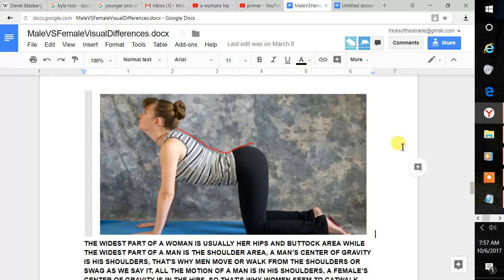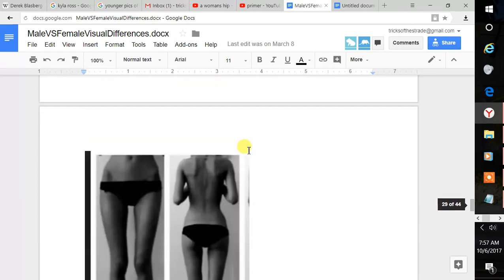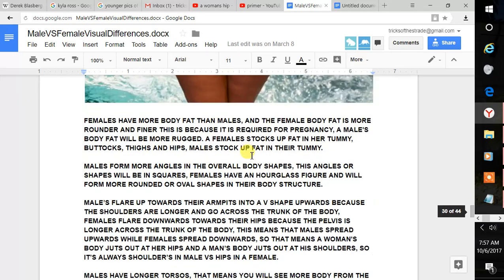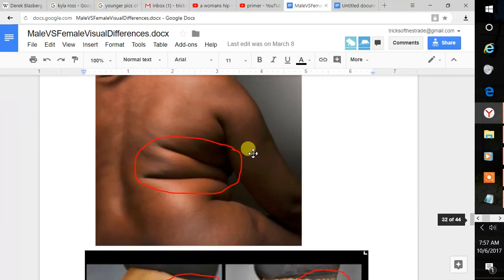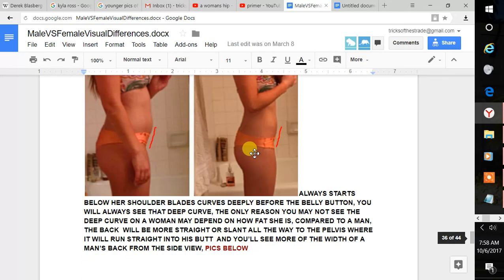It doesn't matter what ethnicity or color the woman comes in, there's always going to be an arch in the back, a deep C arch in the back. As you can see with this woman right here, she has a deep C arch in her back. I'm going to scroll further into the document just to show you that it doesn't matter what body shape the woman comes in, there's always going to be an arch in a female's back. So it doesn't matter if she's big, tall, or small.